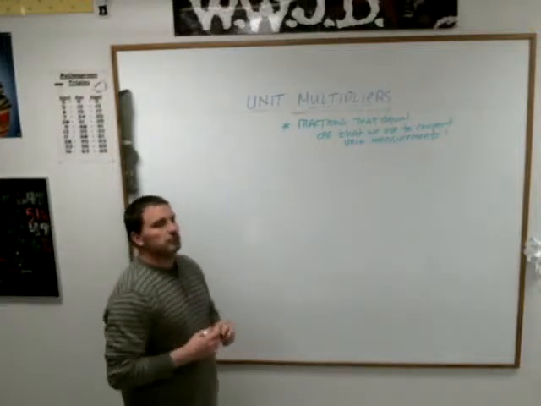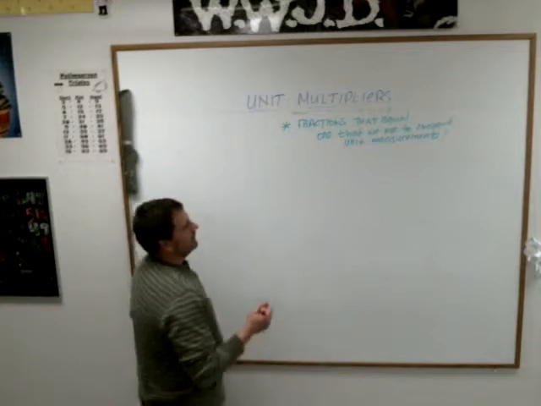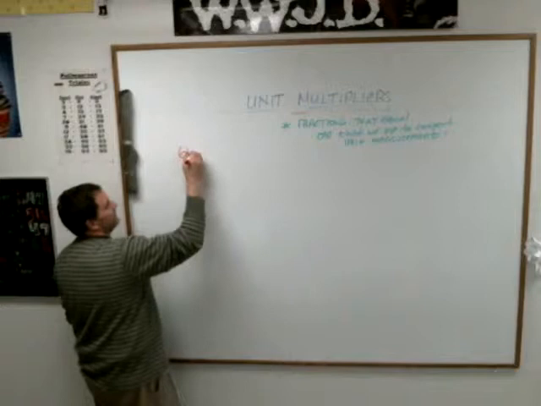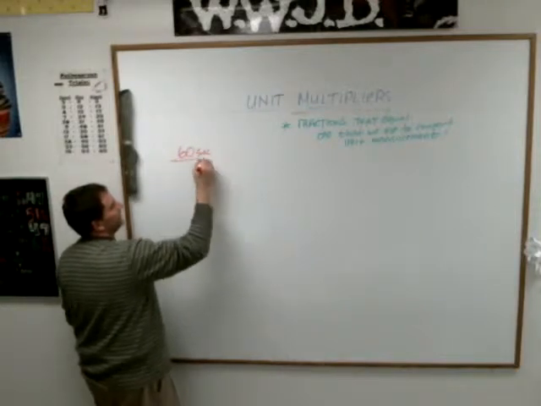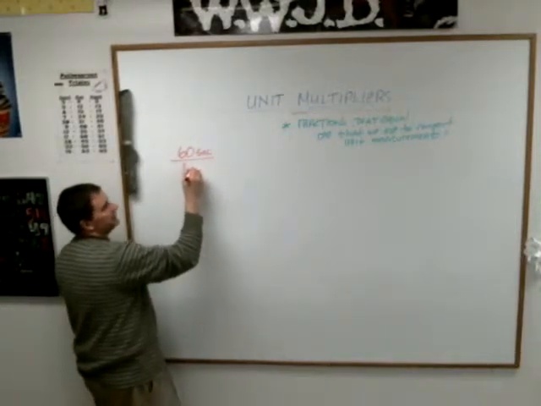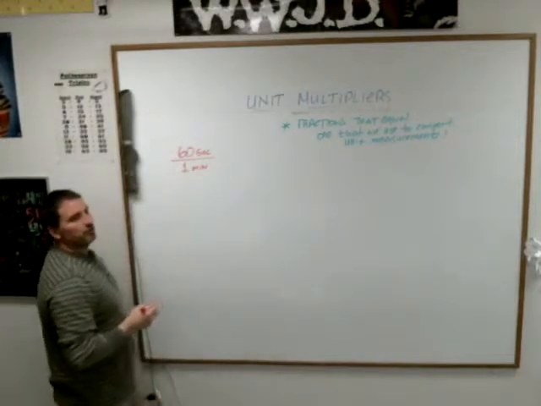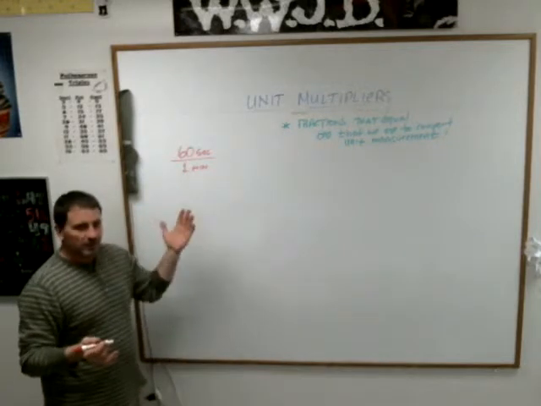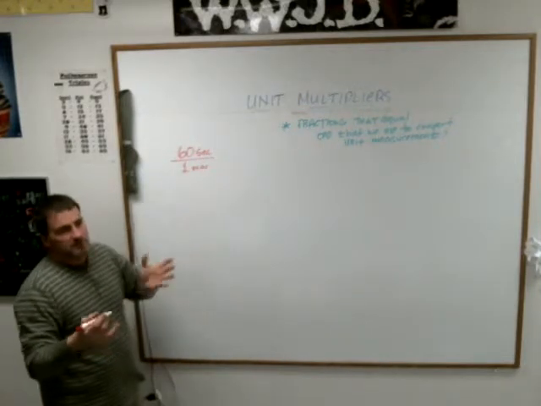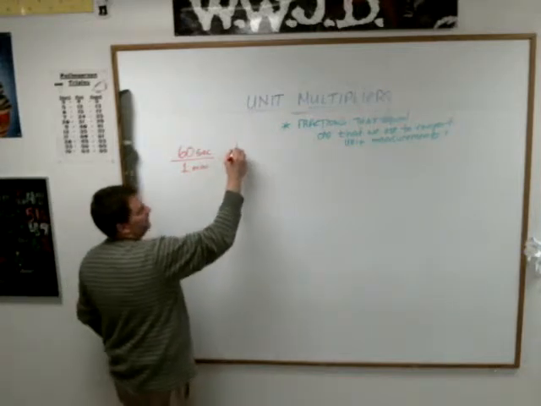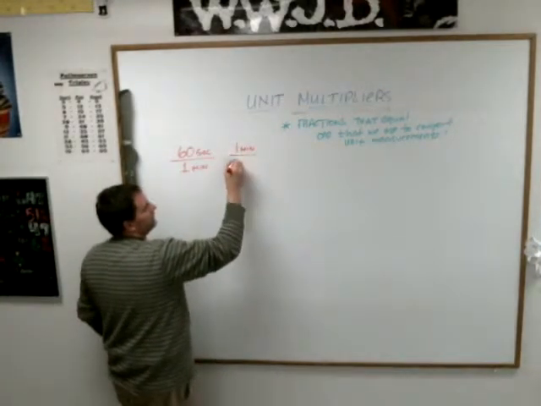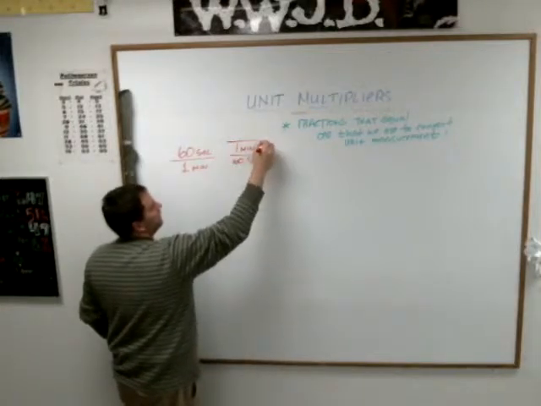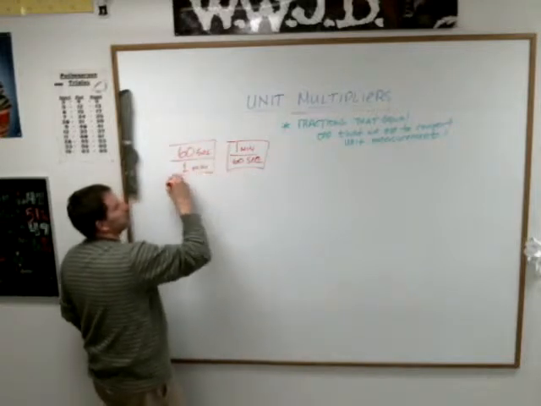When you think about equal units of measurement, here is what a unit multiplier would be. You could say 60 seconds is the same thing as 1 minute. That is a unit multiplier because 60 seconds and 1 minute are the same exact thing, so it equals 1. This fraction equals 1 because it's the same measurement over the same measurement. You also have the reverse of that, which is 1 minute over 60 seconds. That is a unit multiplier.